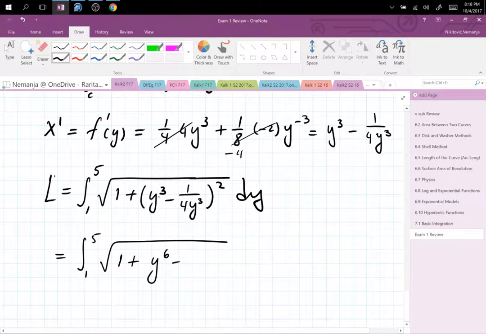Minus 1/2 because y cubed and y cubed will cancel, and then 2 times -1/4 is -1/2, and then plus 1 over 16 y to the 6.